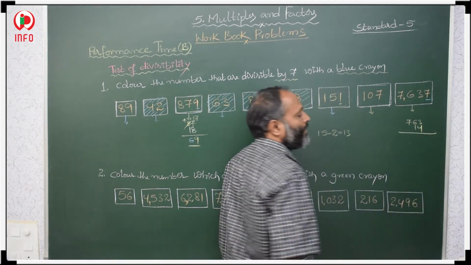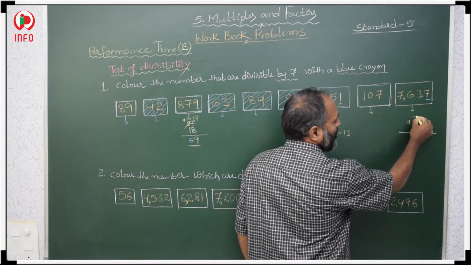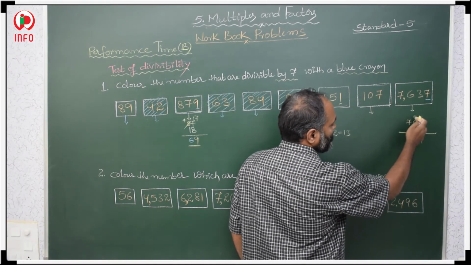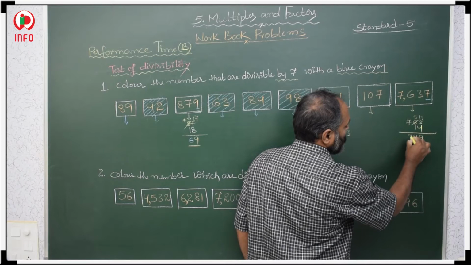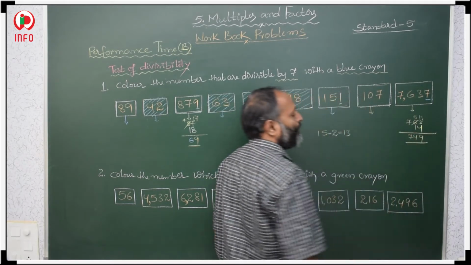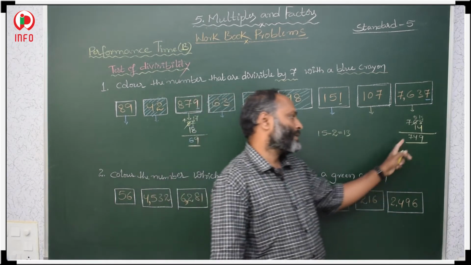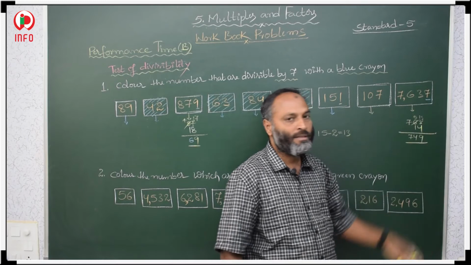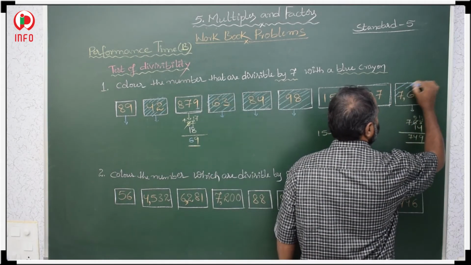763. Now make minus this one. Then borrow from here, you will get 5 here and 13 here. 13 minus 4 is 9. 5 minus 1 is 4, and 7. This 749 is divisible by 7. Why? Because 7 ones are 7, 7 sevens are 49. So this complete number is also divisible by 7. Then color it with blue color.